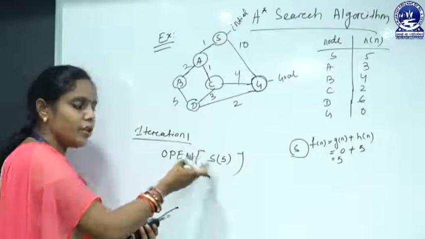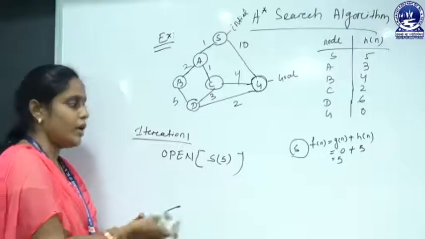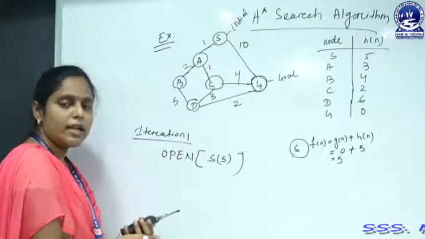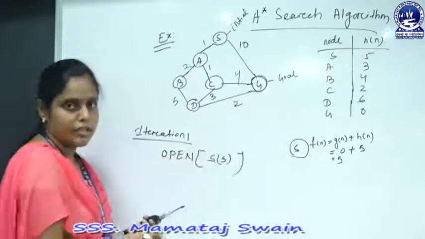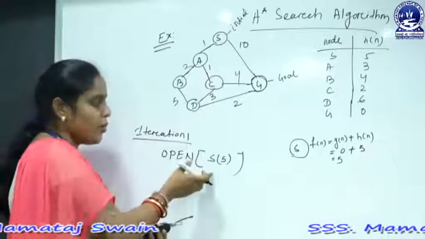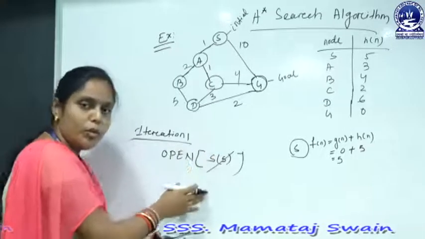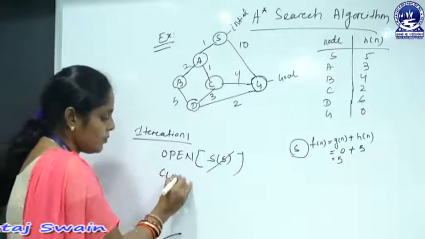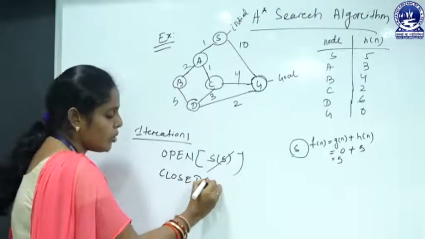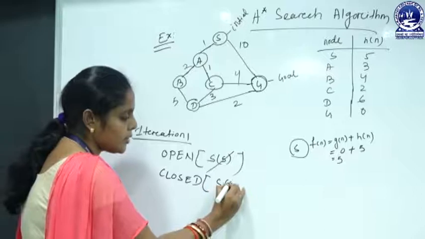Then we check whether this node is a goal node or not. Here this node S is our initial node, it is not our goal node. Our goal node is the node G. That means we remove this node from the open list and place it in our closed list. Now our closed list contains the node S.